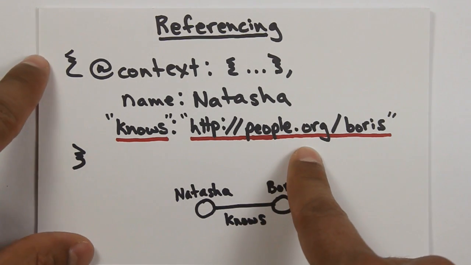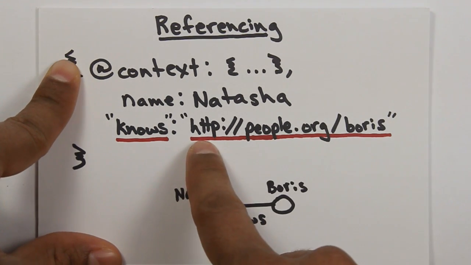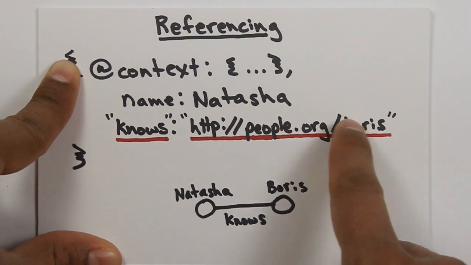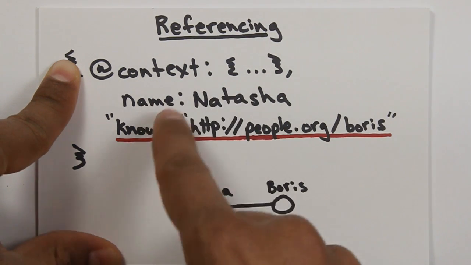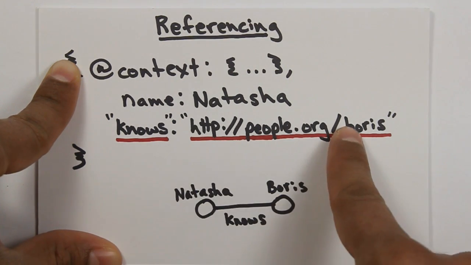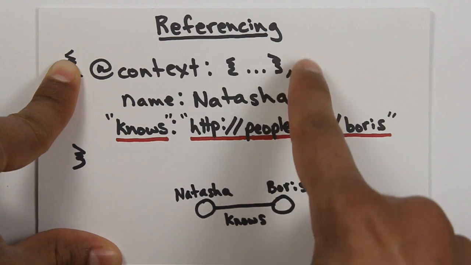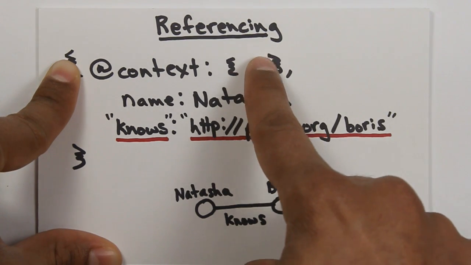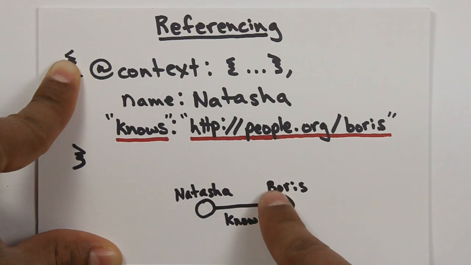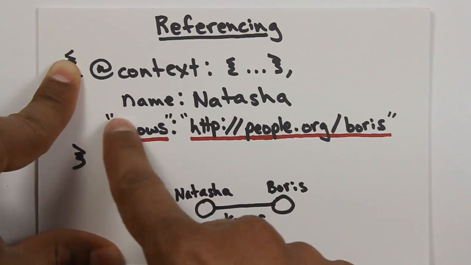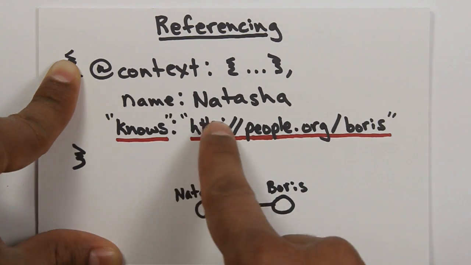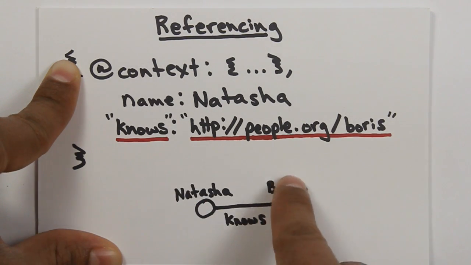The other way to create the link in the graph is to basically just use a URL in the place of what we want to link to. So in this case, we say Natasha knows, and we put a URL instead of embedding. This is called referencing in JSON-LD. Now in the context, what has happened is we've said that knows is always going to be associated with a URL. So when the JSON-LD processor comes through, it's going to see knows, it's going to expect a URL to be there, and it's going to create the link like that, Natasha knows Boris.